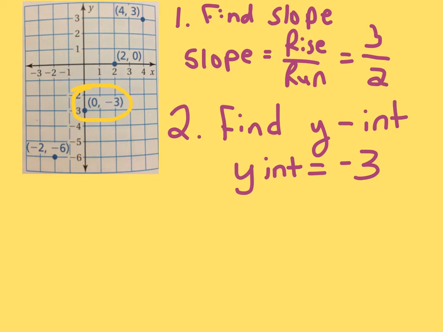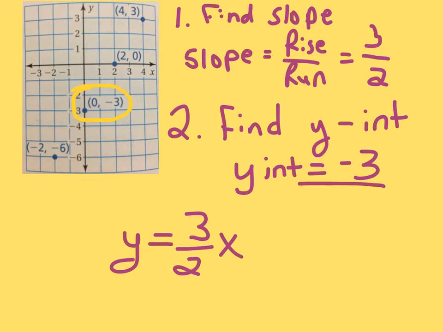Now all I have to do is write it in function form. And to do that, it's y equals, then we have our slope, and then our x. And then since our y-intercept is negative 3, it's minus 3. And then I'm done. That's my answer.